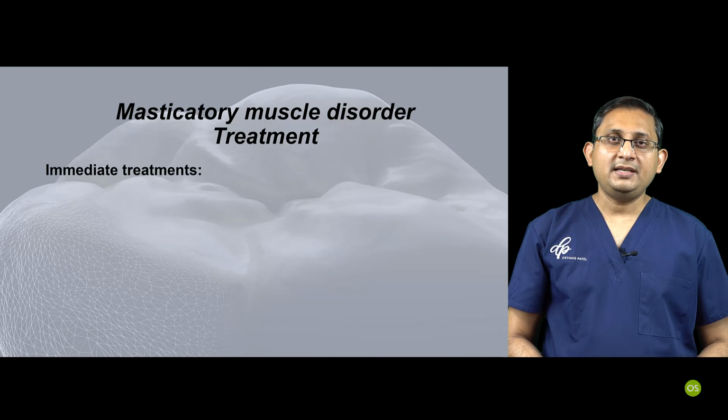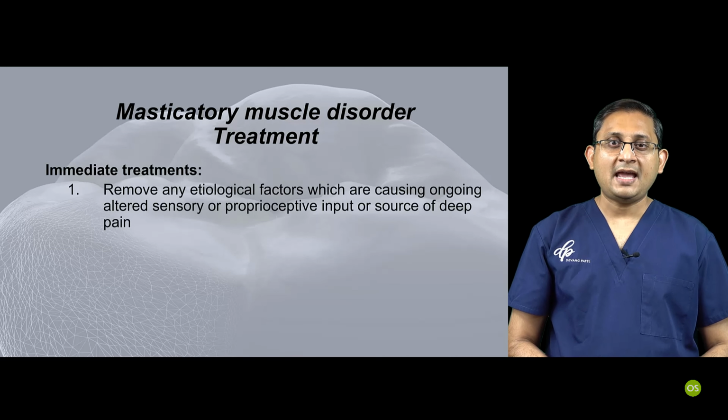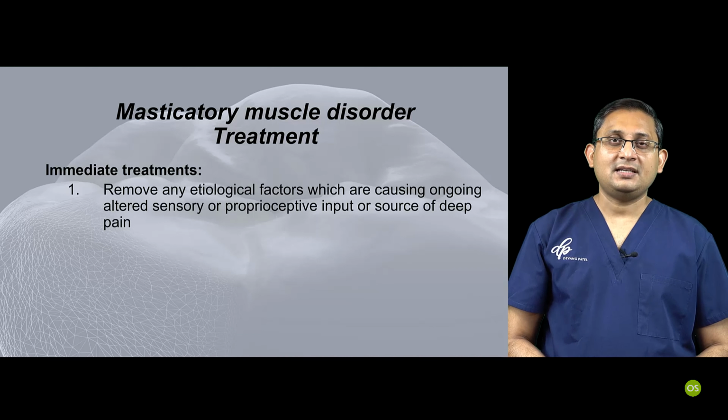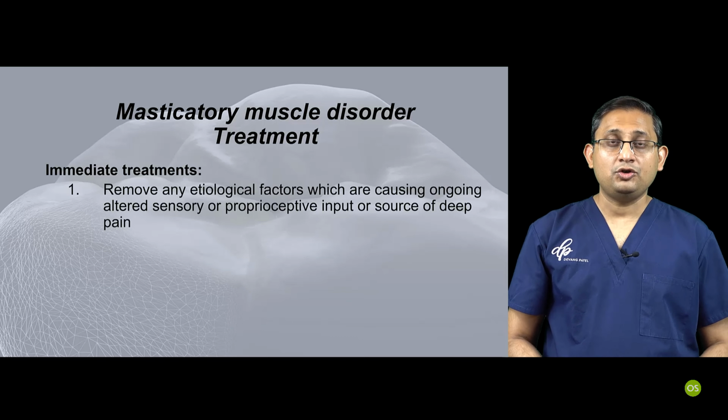So what is the immediate treatment in these cases? So the first thing you can do is remove any etiological factor. As we discussed in the previous video, if the crown is high, treat the high crown. If there is a dry socket, treat the dry socket. If there is anything you can do to eliminate that factor, you should do that.